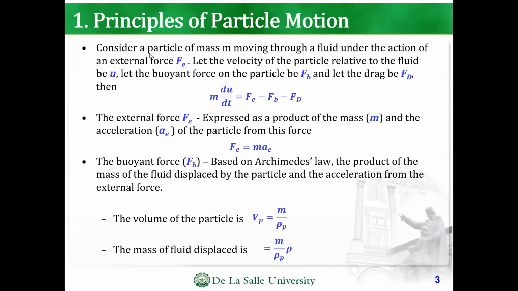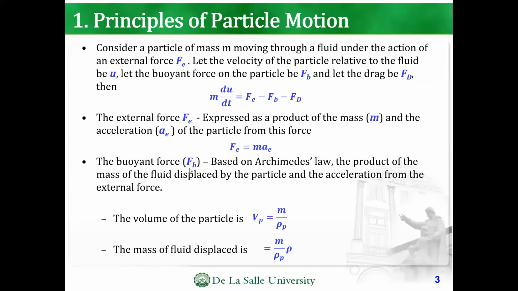So let's consider a particle of mass m moving through a fluid under the action of an external force. If we do the balance, the mass times acceleration equals the overall force. Let the velocity of the particle relative to the fluid be u. So mass times acceleration is equal to, in the direction of the motion, the weight minus the buoyant force minus the drag force. And as I have said earlier, the external force is just mass times acceleration due to gravity in this case.